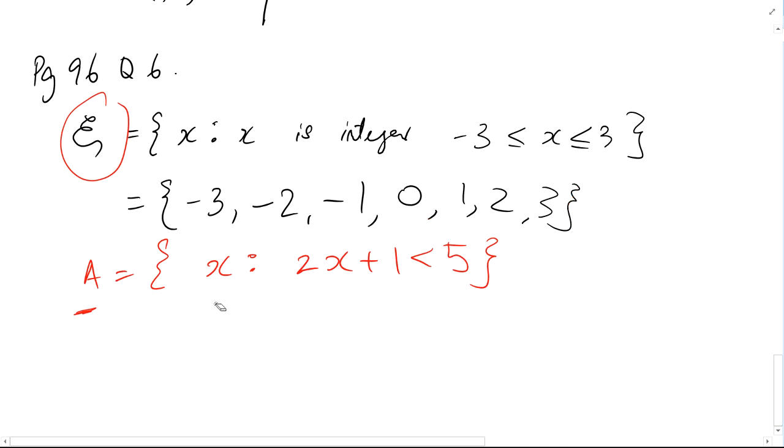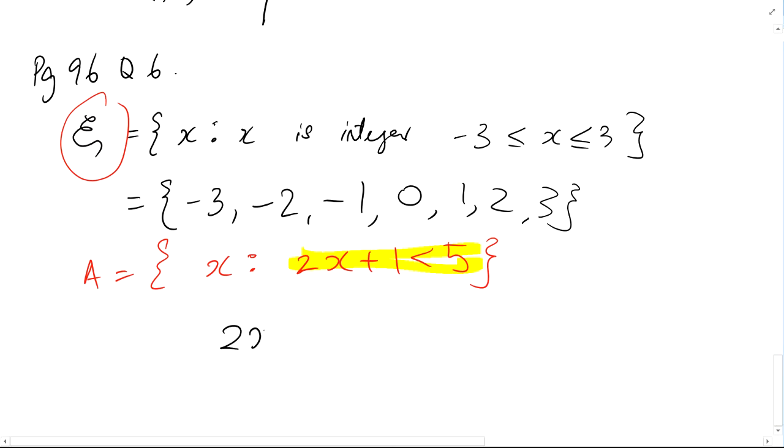Okay. Now there are more conditions for set A. The x values must fulfill this condition. This is a condition to be fulfilled. Okay? Do you understand what the highlighted part means? Simple inequality, right? 2x plus 1 must be less than 5. So we have restricted our values of x further. So let us identify what they are.